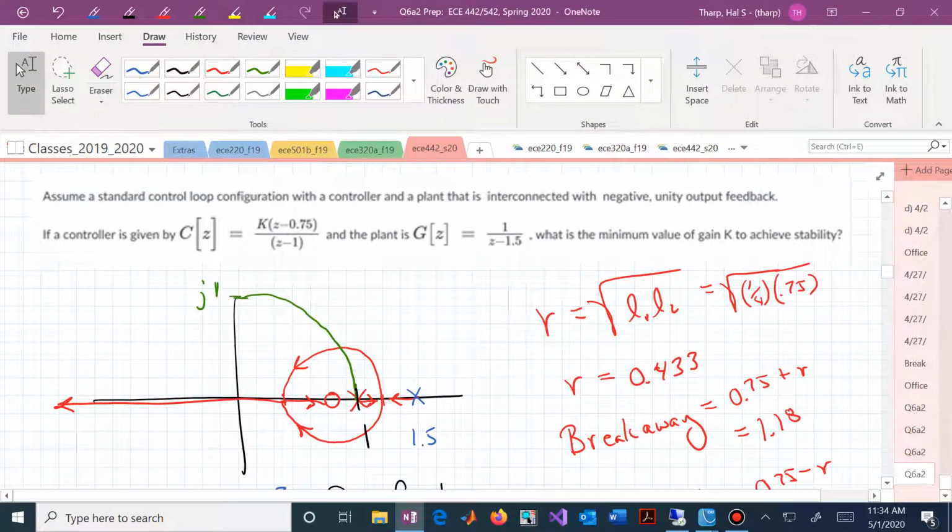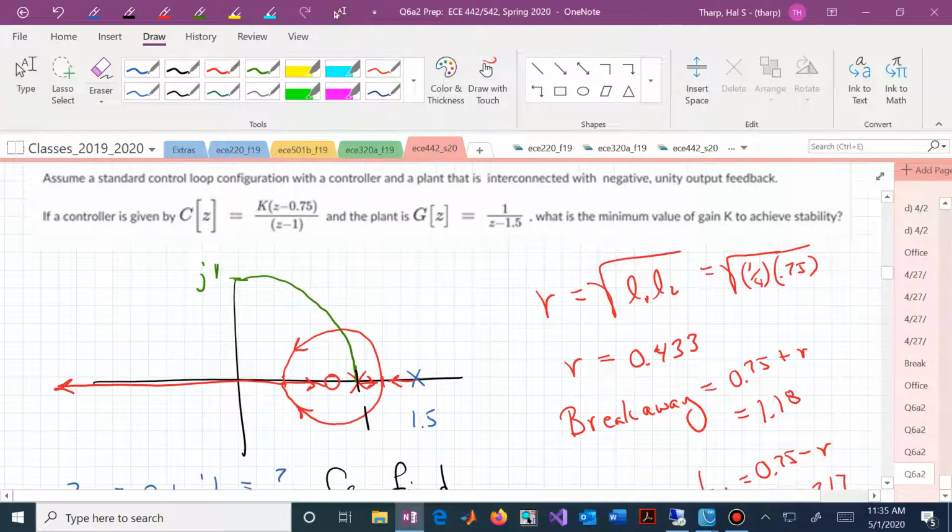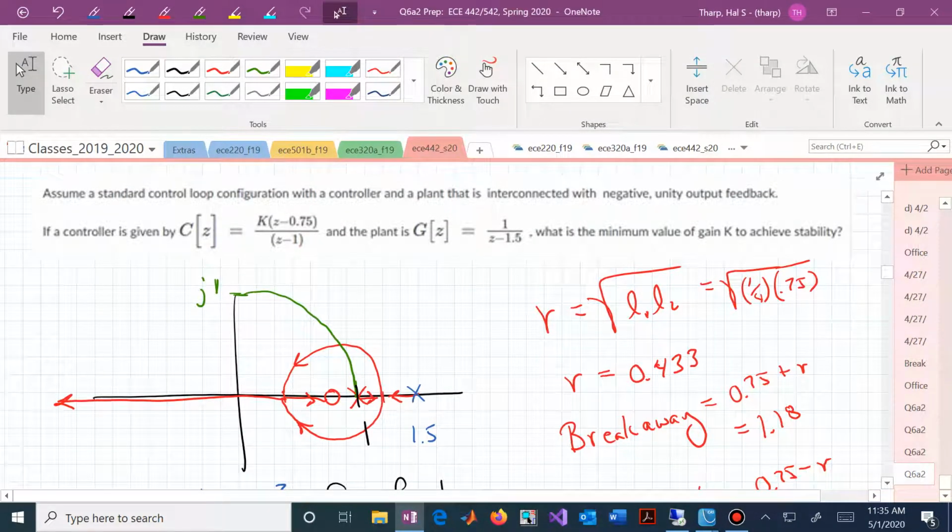Assume a standard configuration; here again is our standard configuration. If a controller is given by, this is now a PI controller, we have a zero at 3/4, a pole at 1, and we have a pole of our plant at 1.5. This now is our familiar configuration, 2 poles to the right of 1, 0, and those are the only poles and zeros we have. If we have other additional poles and zeros, we do not have this nice circular geometry off the real axis for our root locus sketch. So this is specific for 2 poles to the right of 1, 0.